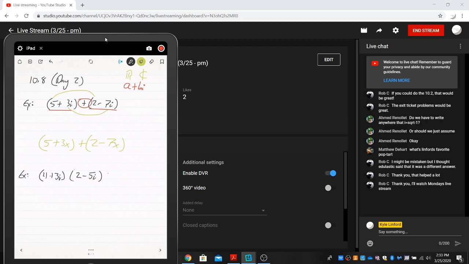So we're going to add the 5 and the 2, so that makes 7. We can add the 3i and the negative 7i to be negative 4i. That is going to be our answer. There we just added two complex numbers together. And doing that, we added the real parts, and then we added the complex parts.